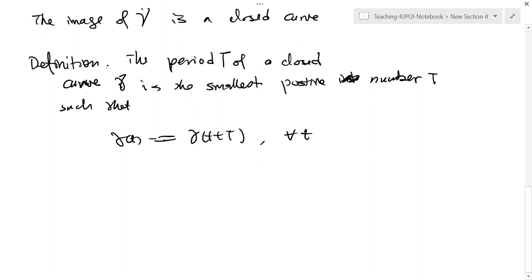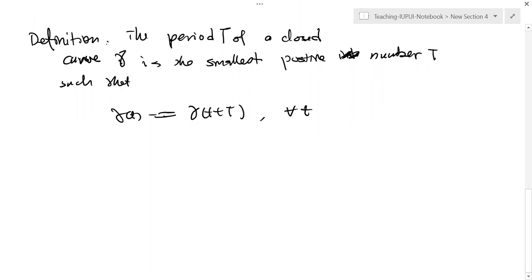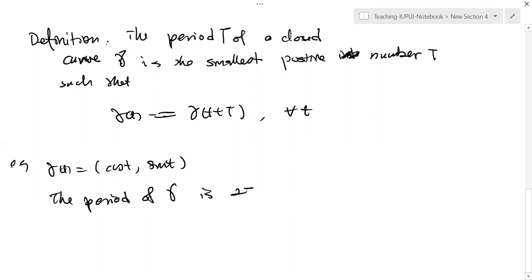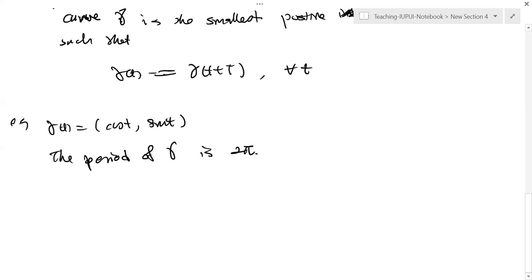All right, so look at this definition. You just need to find the smallest positive value of T. This is called the period. That's the definition. So clearly, for gamma(t) equals (cosine t, sine t), the period of gamma is 2 pi.